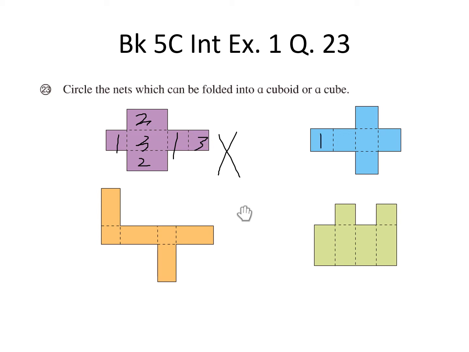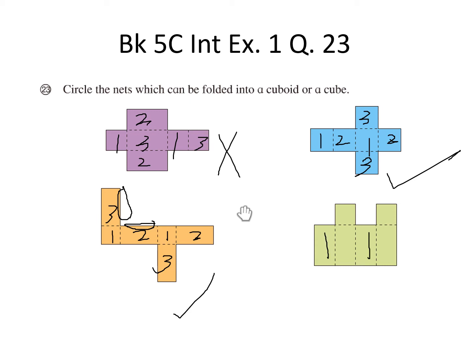And the second one, all of the faces are squares, so it might be a cube. And first pair, second pair of parallel faces, and the third one. So it is correct. And then the yellow one. Again, the first pair, second pair of parallel faces, and the last pair. And you may also check the adjacent length. They are with the same length, that means they can be attached together. So this is correct.